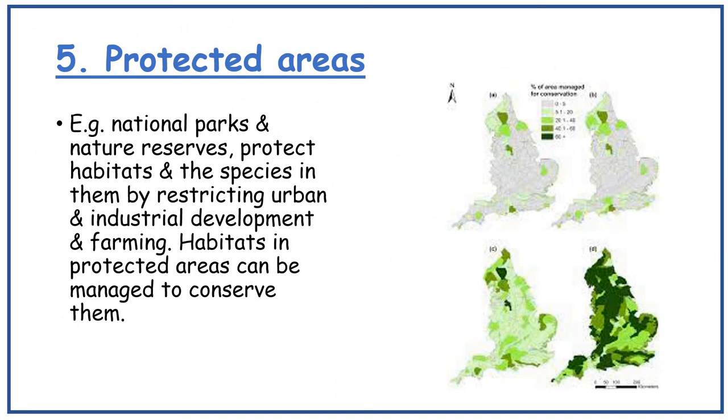The fifth one is protected areas. For example, national parks and nature reserves protect habitats and the species in them by restricting urban and industrial development and farming. Habitats in protected areas can be managed to conserve them.